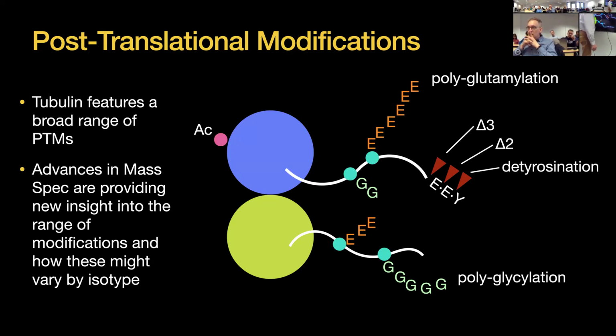There are also these extensions that can come off, right? If I've got a glutamate there, it has a carboxy side chain, which looks exactly like the C-terminus of a peptide. There are enzymes which will then come in and polymerize a new peptide chain off of that. So I can have polyglutamylation or polyglycylation, and that can happen on both alpha and beta.